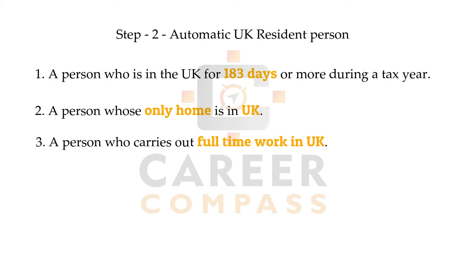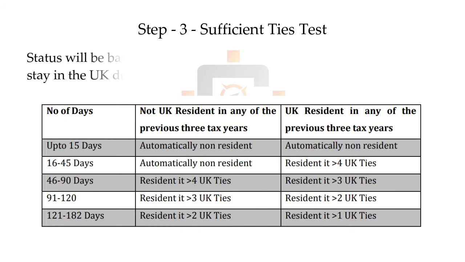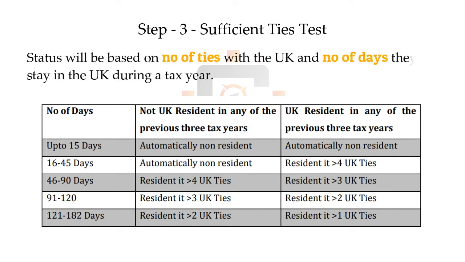After that, students, if the person does not qualify for the step 1 or step 2 conditions, then the last step is the sufficient ties test. Here we have to compare the number of ties qualified by the person and the number of days stayed in the UK. So here is the table, students, we can compare both things and we will come to know whether that person is a resident or not.